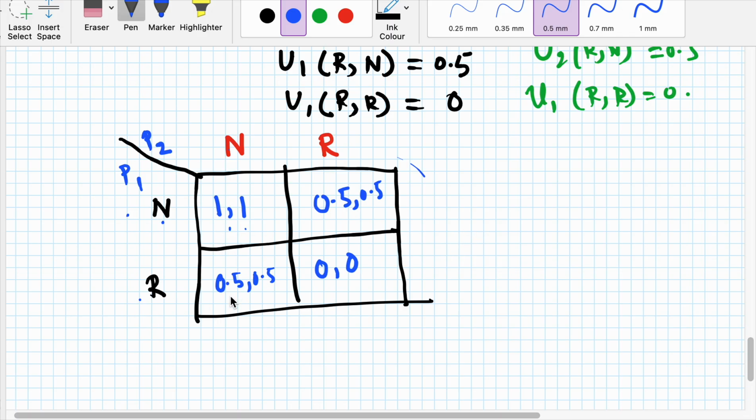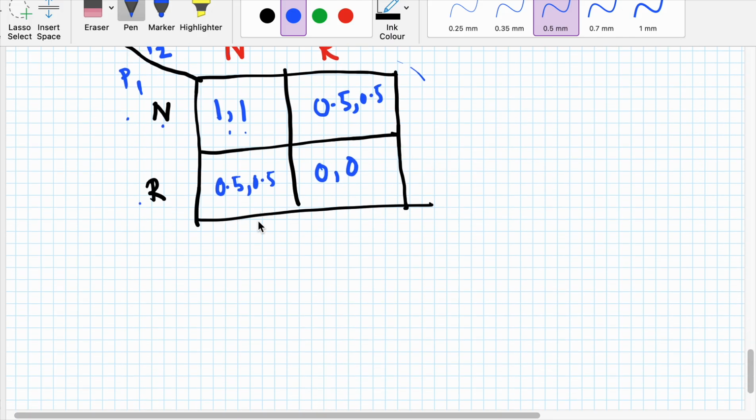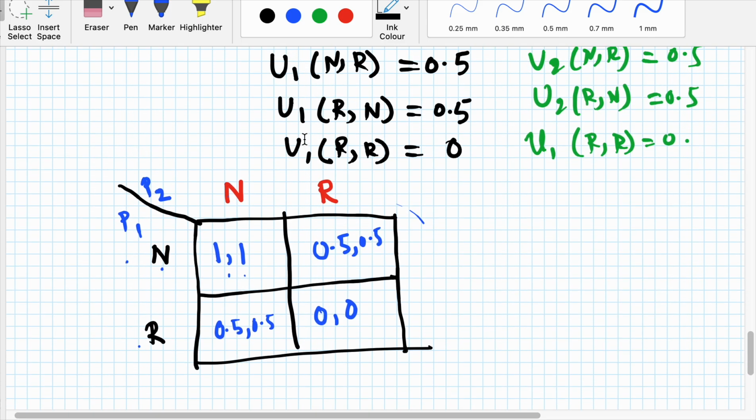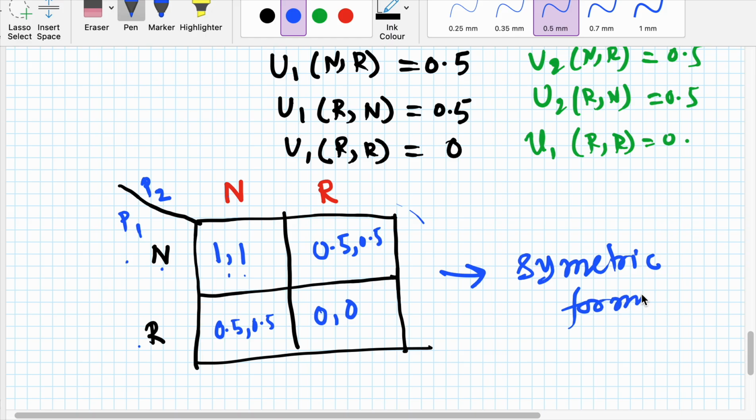Now here we can see a simple property. Since the actions are the same, and the utilities or the preferences are also the same for player 1 and player 2, this game is a symmetric game. So if we know the utility of player 1, we can easily say that the same utility will represent the preference for player 2 also.